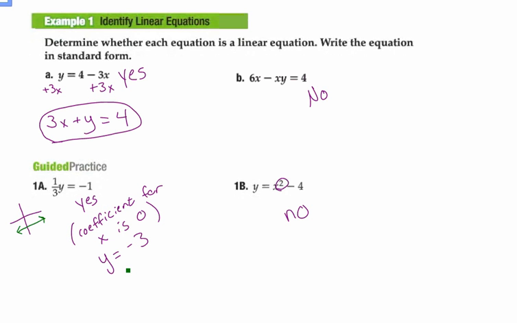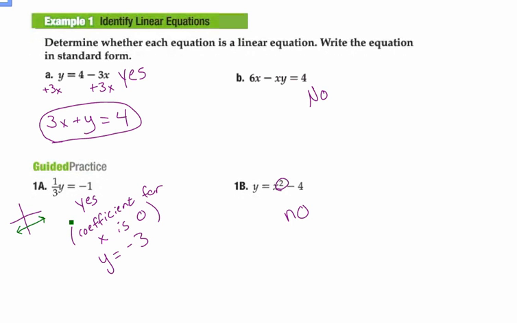We do have to write it in standard form. Standard form states that we can't have any fractions. So to get rid of a 1/3, I multiplied each side by 3 in order to get rid of it. So I just have y equals -3. This is actually in standard form because there's a ghost little 0x out there.